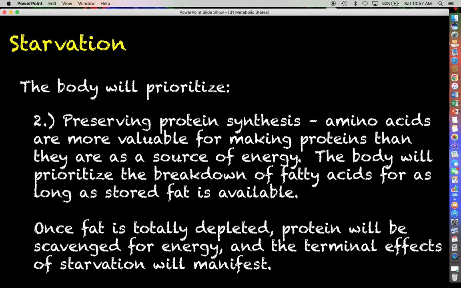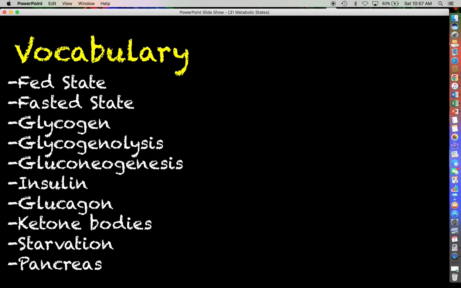You get into a very, very dangerous game when the body gets so desperate for energy that it starts breaking down proteins. That is a very bad situation to find yourself in. So, as it says down here, once fat is totally depleted from the body, that's going to be when the body starts breaking down protein and scavenging that for energy, and that's going to be where the terminal end-of-life effects of starvation are going to start manifesting themselves. That's going to be where truly vital physiological functions start to become compromised.